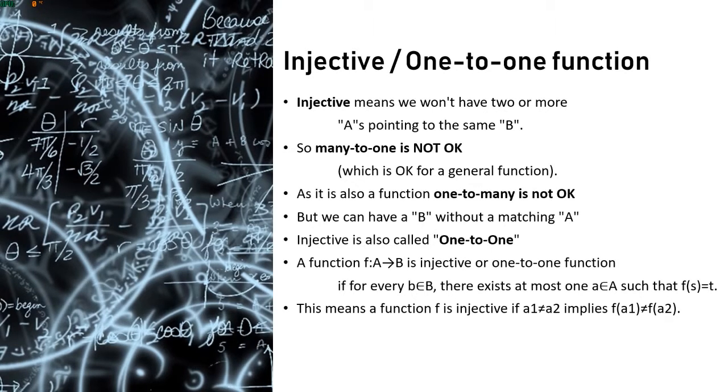A function f from A to B is injective or a one-to-one function if for every b element of B there exists at most one a element of A, such that f(a) is equal to b. This means a function f is injective if a1 is equal to a2 implies f(a1) is equal to f(a2).